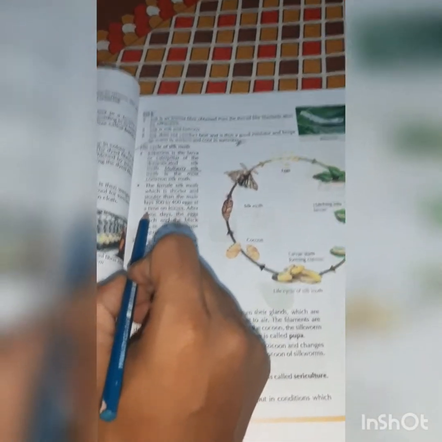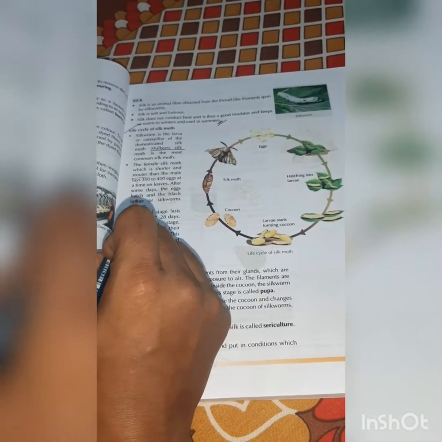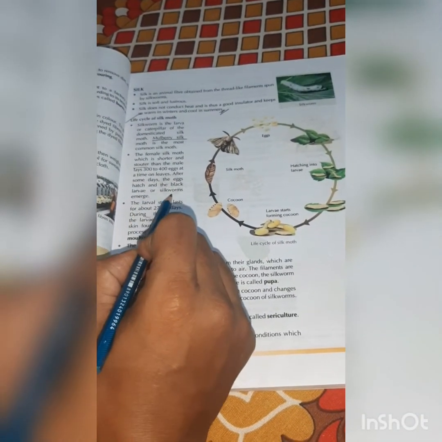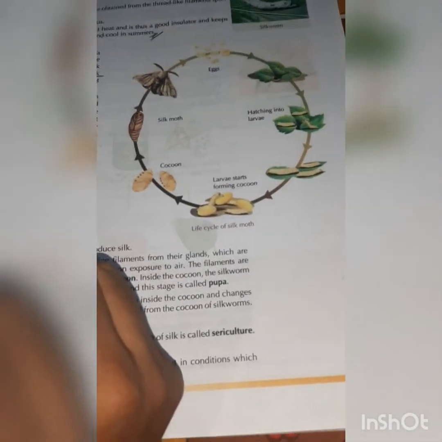Then the female lays 300 to 400 eggs at a time on leaves. After some days, the eggs hatch and the black larvae or silkworms emerge. Means from those eggs, we can see black larvae or silkworms emerge.